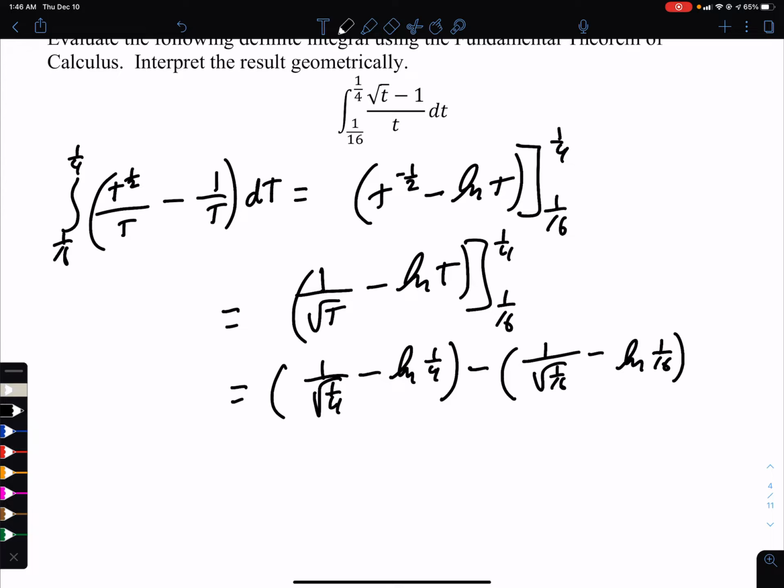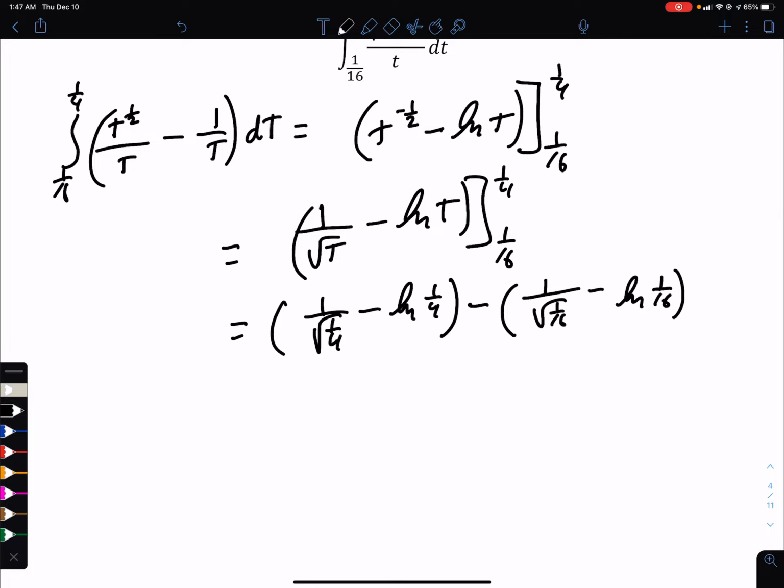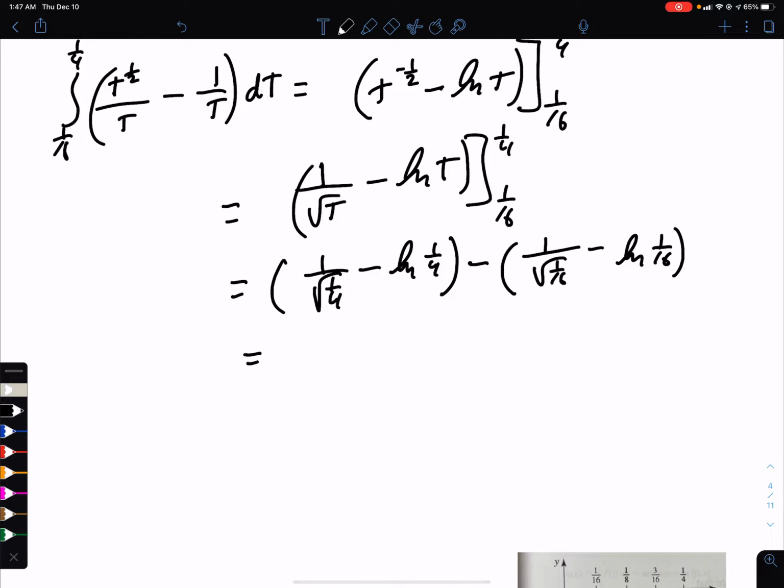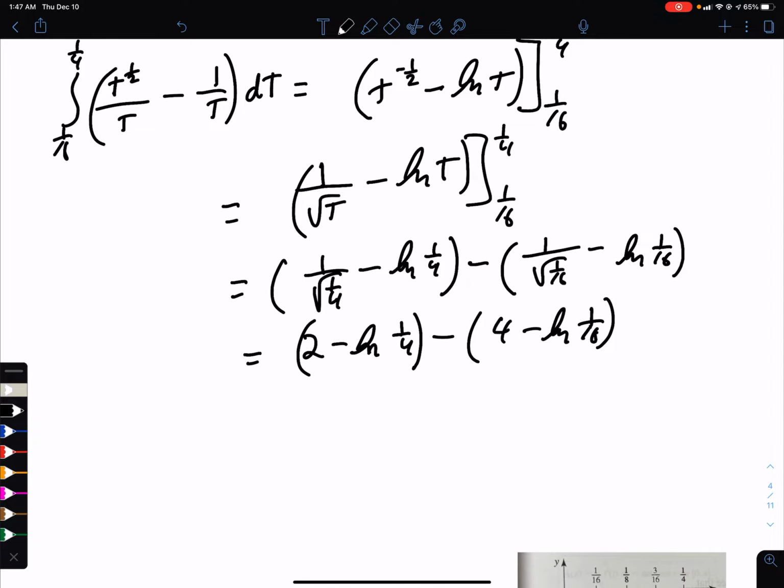And there's actually some stuff we can do to this to simplify it. This is going to be 1/2. You flip it, it's going to be 2. And the square root of that is 1/4, but you multiply by the reciprocal, so that's going to be 4. Now, if you pop this into your calculator, you get a value about negative 0.886 as your answer.